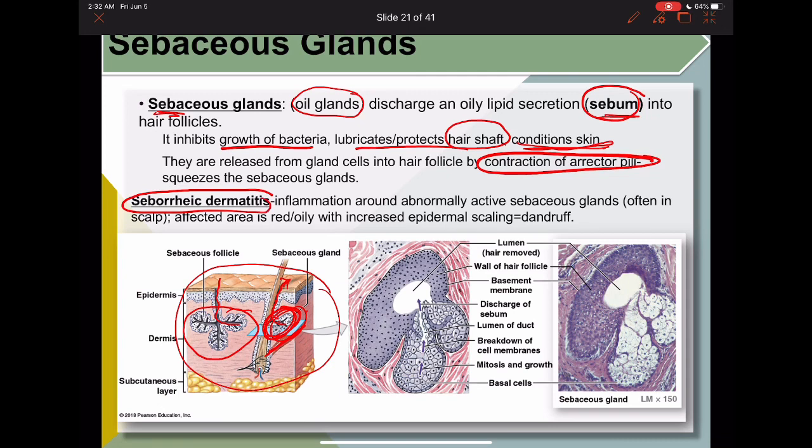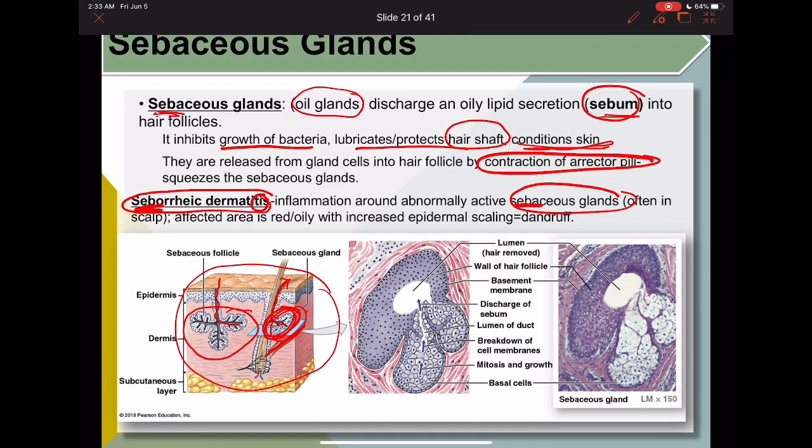Remember, it is for inflammation of the dermis layer, and this is specifically talking about an effect on the sebaceous gland. So that's why it has "seb" for sebaceous, acting on the sebaceous gland. So seborrheic dermatitis is an inflammation that causes abnormally active sebaceous glands that leads to overproduction of oil, and it often happens on the scalp, of course.